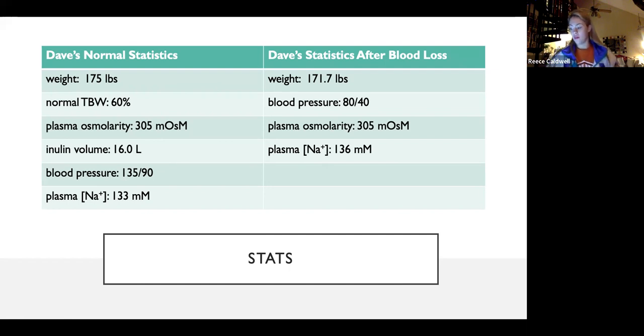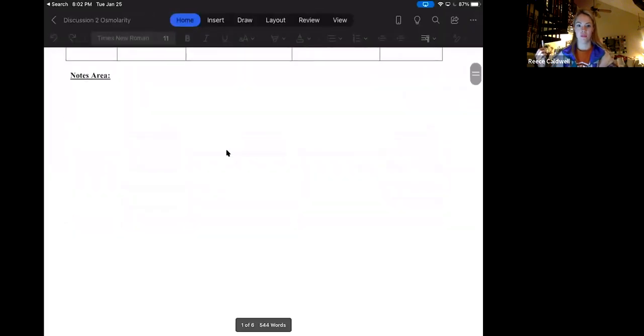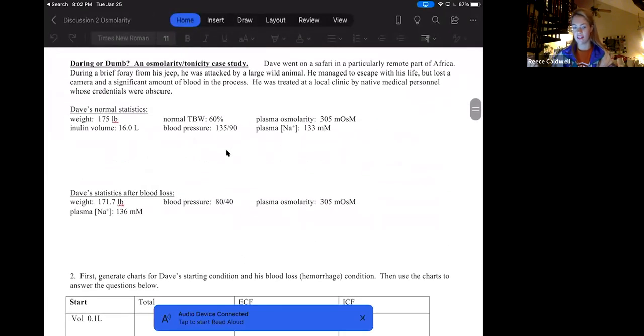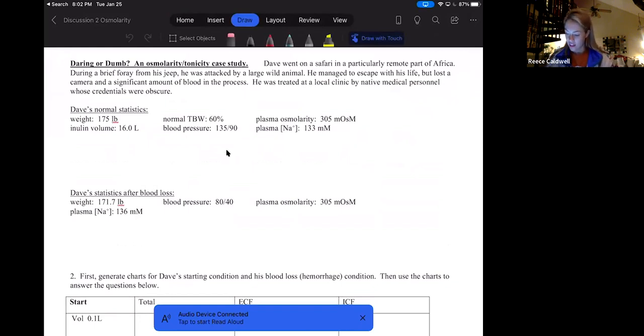So to work through this problem, I'm going to go ahead and switch over to the discussion worksheet itself. So let me share my iPad screen. Okay, awesome. So I am now pulling this up on my iPad. We are down here to our case study. So the first thing we're going to do when working through problems like this is convert his weight from pounds to kilograms.